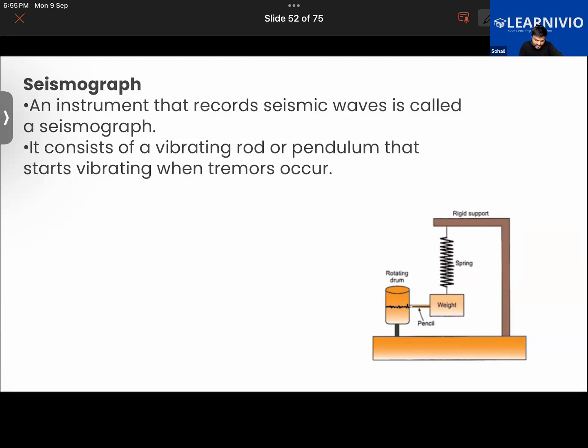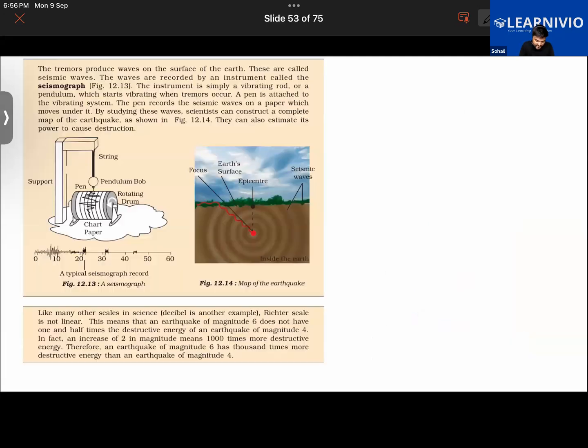If we were to look at the structure of this, it contains a metal rod. In this one, it is not visible. It basically consists of a vibrating rod, basically a pendulum that starts vibrating when tremors occur, and a drum on which a chart paper is pasted. Just have a look at this one, that will give you better clarity. There is a chart paper here, and this has been fixed on some stable structure.